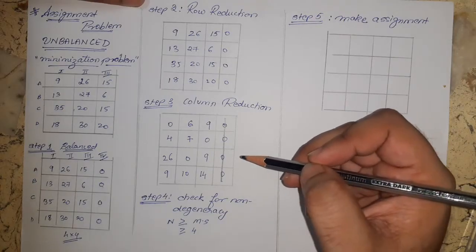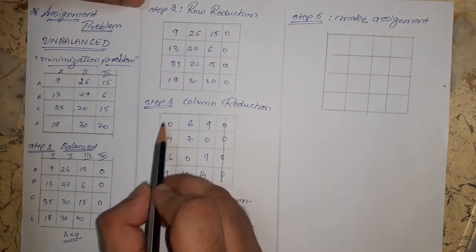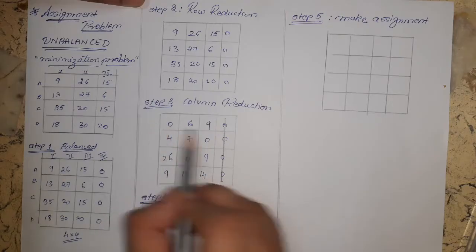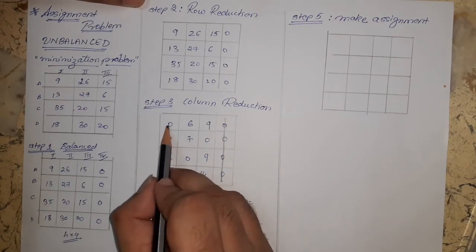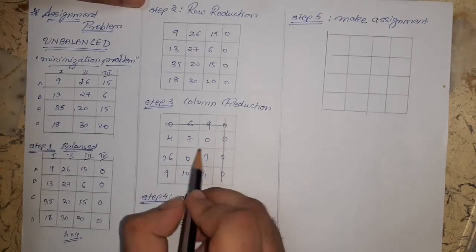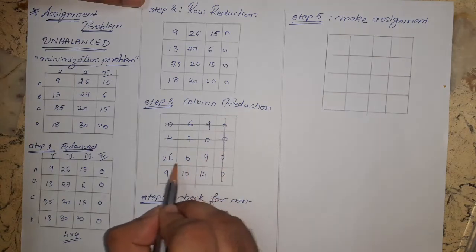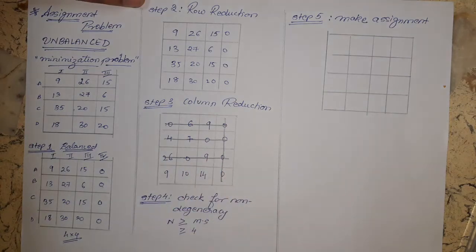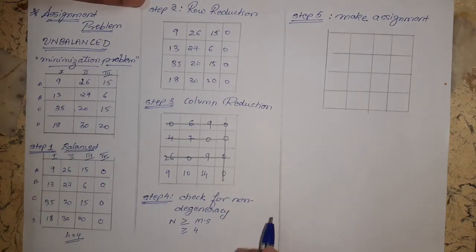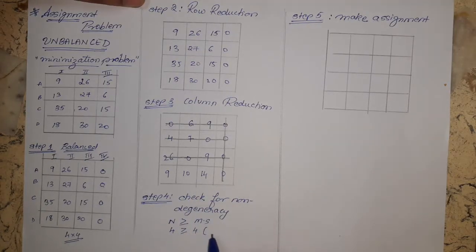Thereafter, in the very first row, first column, there's only 1 zero. So I can go horizontally or vertically. I'll go horizontally. In the second, again there's 1 zero available. Here again there is 1 zero available. With this we have crossed out all the zeros from your table. The number of lines that we were able to draw to cross out all the zeros is 4. Hence the condition has been satisfied, so we can find the optimum assignment.